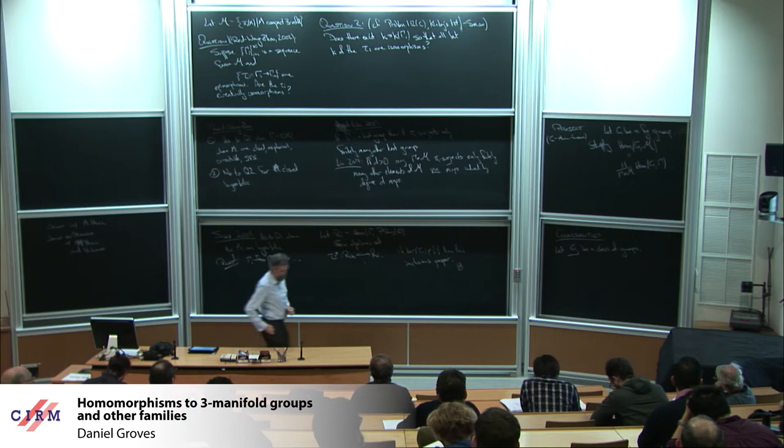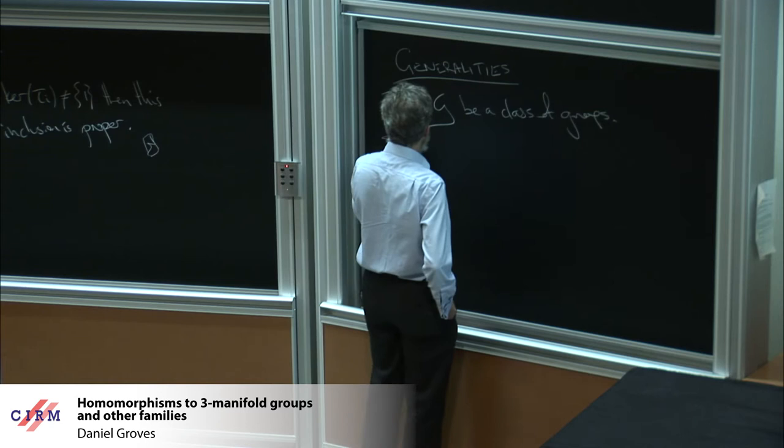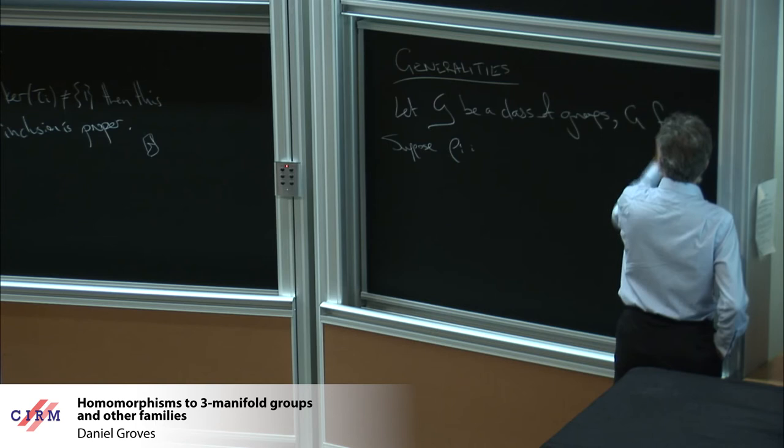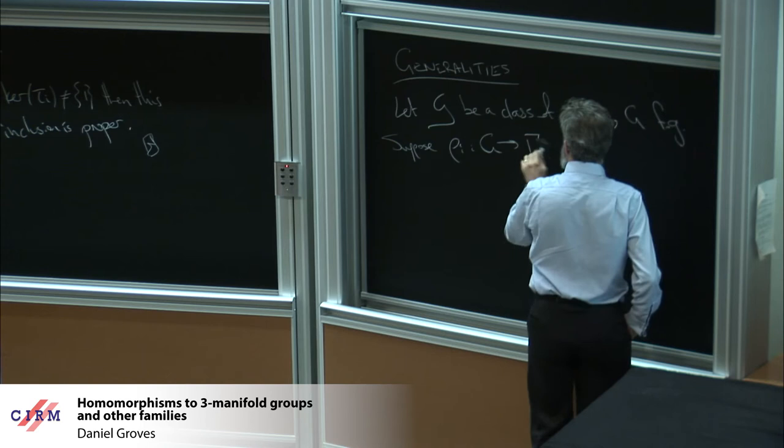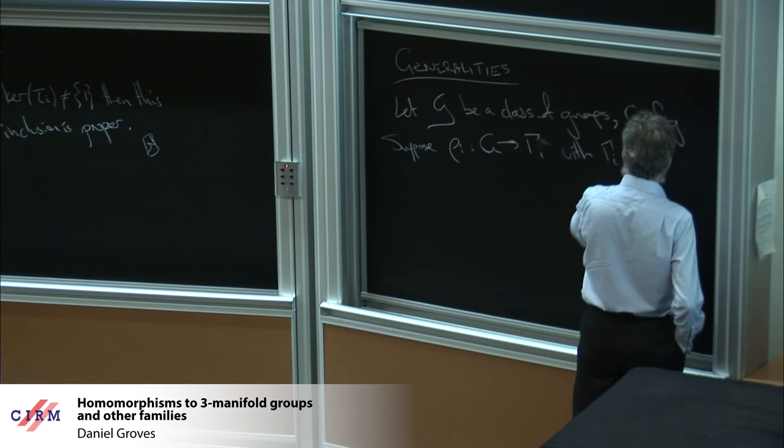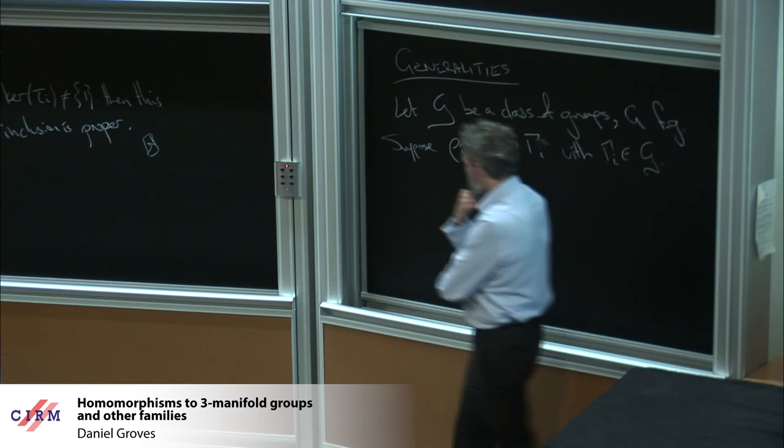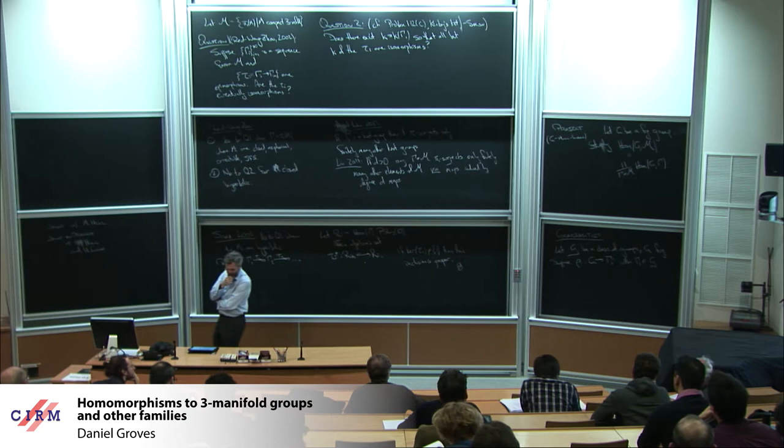So suppose I have rho_i, and again G is going to be finitely generated, and suppose rho_i is a set of homomorphisms from G into gamma_i, with gamma_i in my class script G. Yes, the notation is perverse, I agree.